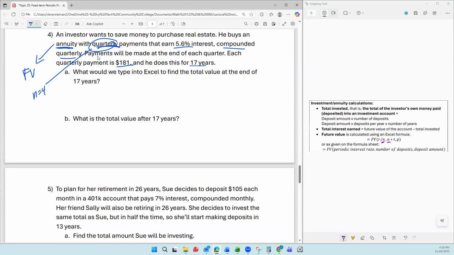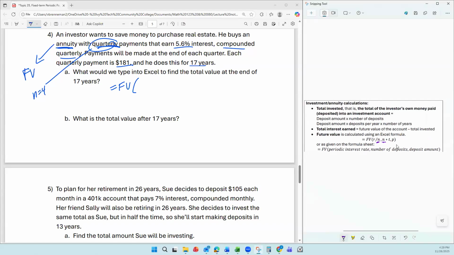So in Excel, we're going to do equals FV. Uppercase, lowercase, doesn't matter. As you can see here, the R over N, or what you have on the formula sheet, it's described as the periodic interest rate. That is going to be the annual rate, 5.6%, or 0.056 if you want to get real fancy. But either in decimal form or with the percent symbol. So again, not just 5.6.